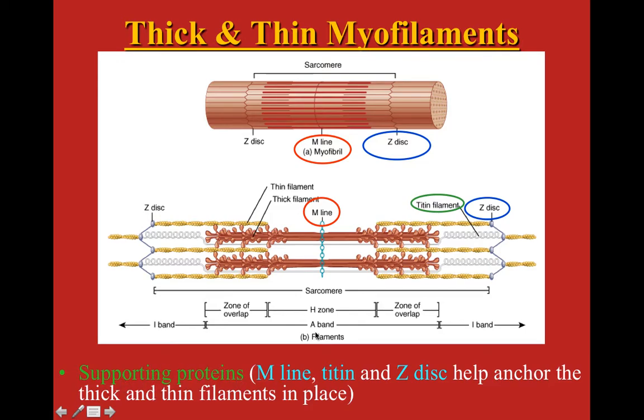Supporting proteins occur on the M line, the titin filament right here, which is kind of an anchor filament that rides between everything and coils up between these other filaments. And the Z disc, they help anchor the thick and thin filaments in place. Okay?